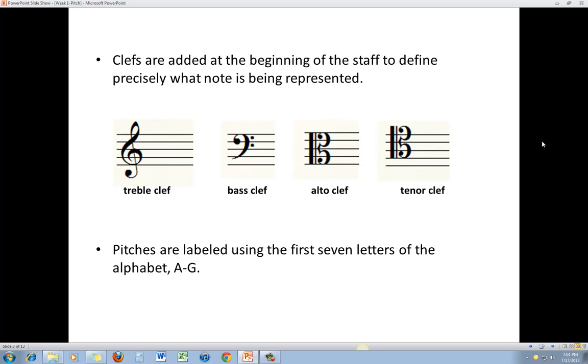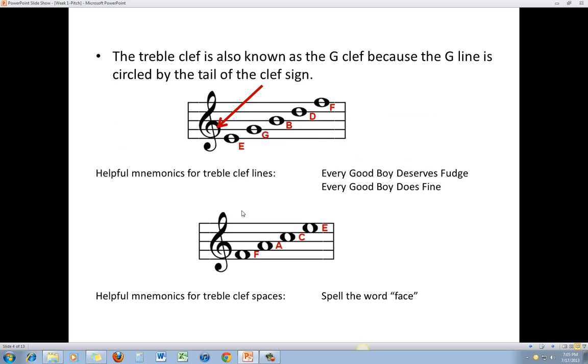These are 4 of the most common clefs that are used, basically the only clefs that are used commonly anymore these days. The treble clef and the bass clef are the 2 clefs that we will be using in Music 110 and that you will be held responsible for this semester. Pitches are labeled using the first 7 letters of the alphabet. So you go from A to G and then start over at A and so on. So they're reused over and over again.